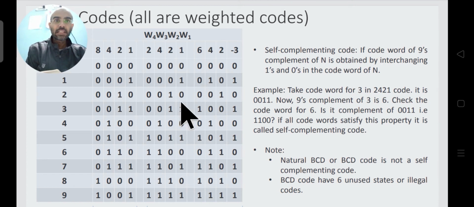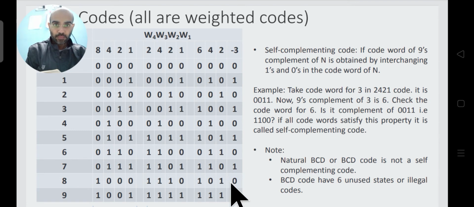So we can see very easily that 2421 code is a self-complementing code, whereas 8421 code is not a self-complementing code. Similarly, you can check for 642-3. Though I think I made some mistake here while writing this code for 3, so I won't try this particular one, but you can check it. Let's try it for 1. So 1 is written as 101. So the nines complement of 1 will be 9 minus 1, so 8. See how it is coming. It is coming exactly the inverted of this.